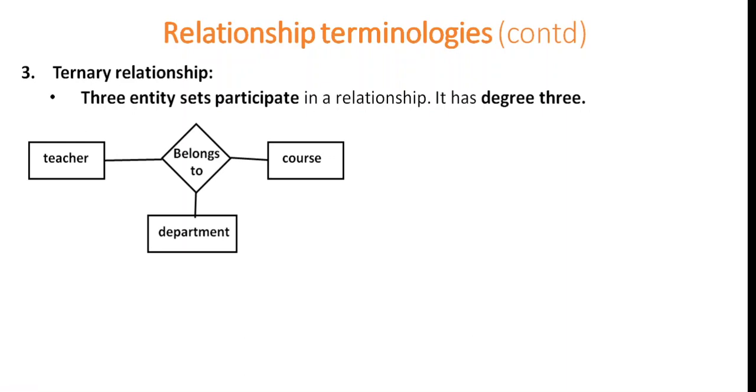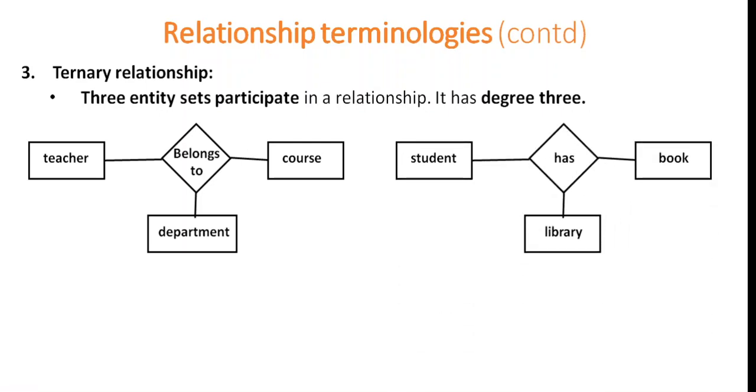See, you can give any name to your entity set. Here, as I have given teacher, department and course, you can give any name, and you can give any name to your relationship. Here I have given belongs to as the name of my relationship, but while giving a name to any entity, any attribute, any relationship, be careful that the name reflects some meaning, the meaning of the relationship.